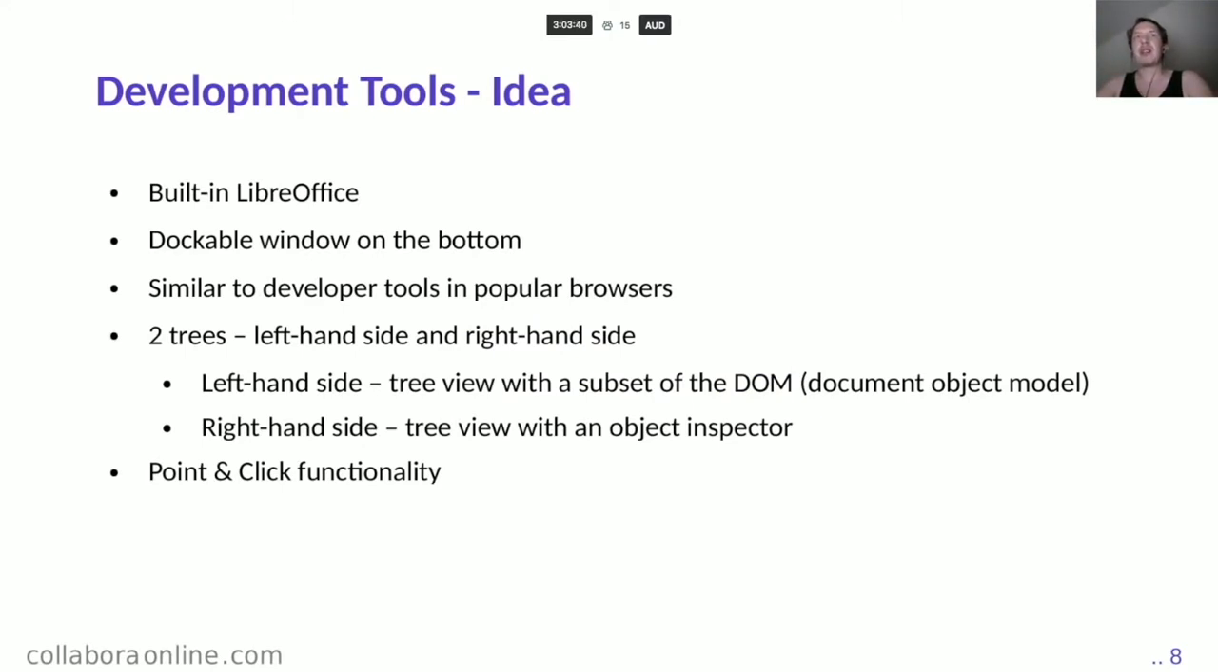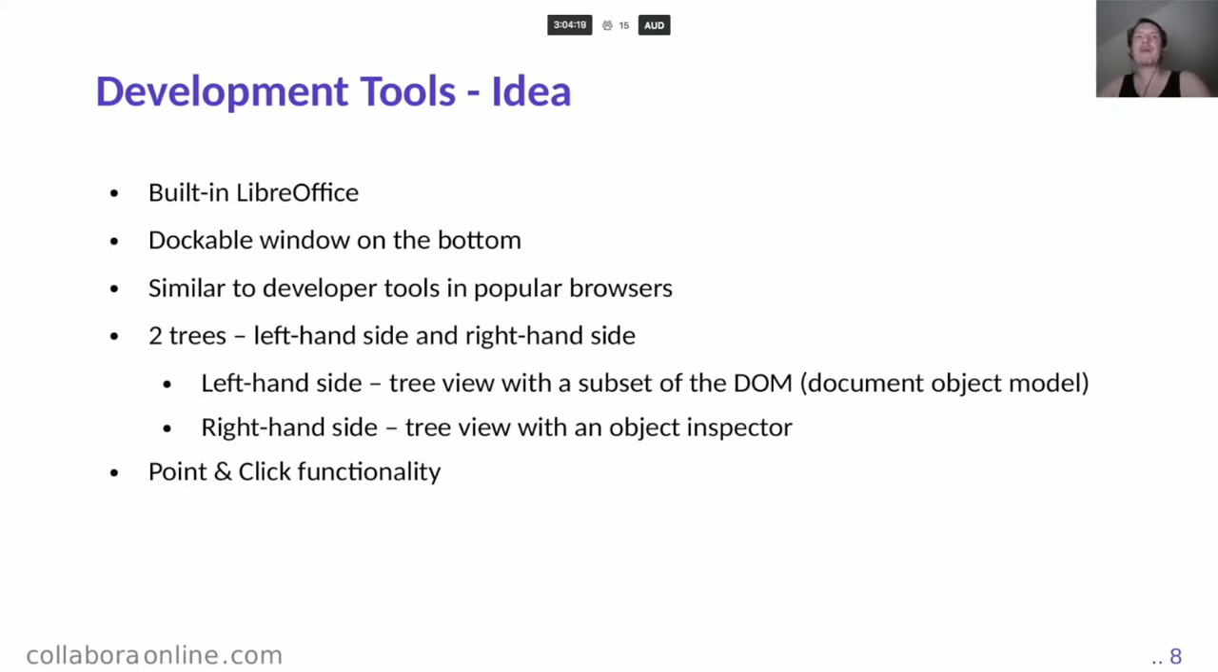So what was the idea actually? The idea of the development tool is that it has to be a tool that is built inside LibreOffice, so no extension again. The problem with extensions was always that they have to be downloaded, and a lot of users don't really know that they exist. If we have this available inside LibreOffice out of the box, it is more valuable to the users. Then this should be a dockable window on the bottom of the screen, very similar to how development tools are in the popular browsers.